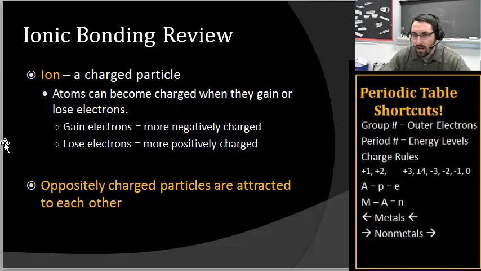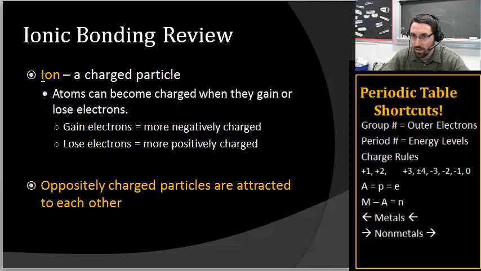Once again, as a review, ionic bonding. Ions are charged particles, and atoms can become charged when they gain or lose electrons. If it gains electrons, each electron has a -1 charge to it. So if it's gaining electrons, then it's going to be more negatively charged. If it loses electrons, like the elements on the left-hand side of the periodic table, they're going to become more positively charged. Ultimately, oppositely charged particles are attracted to each other.